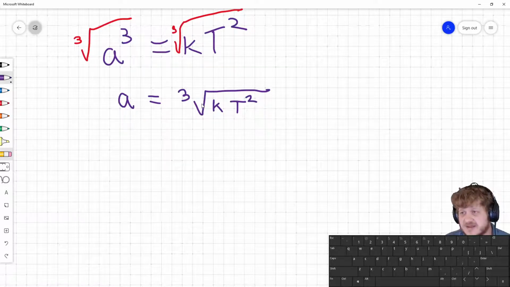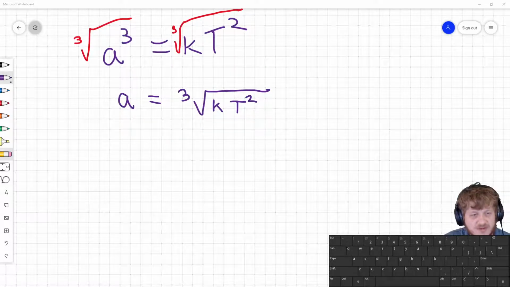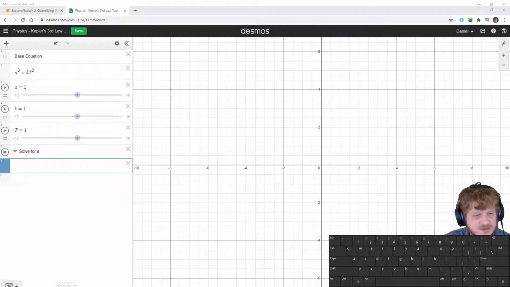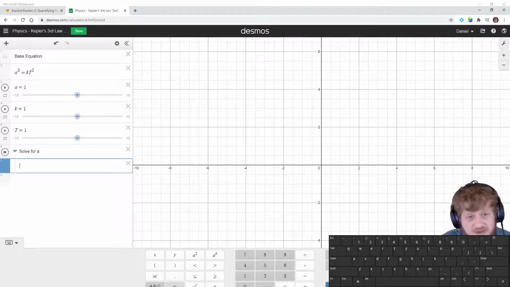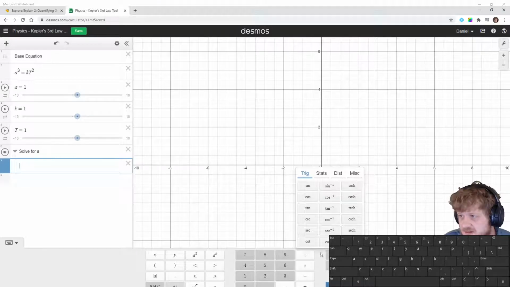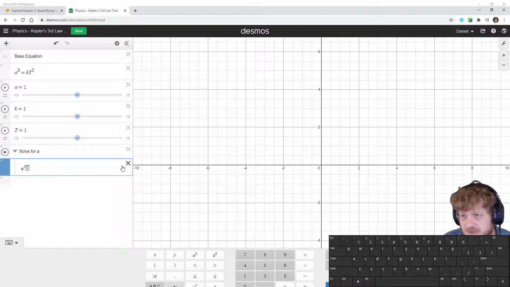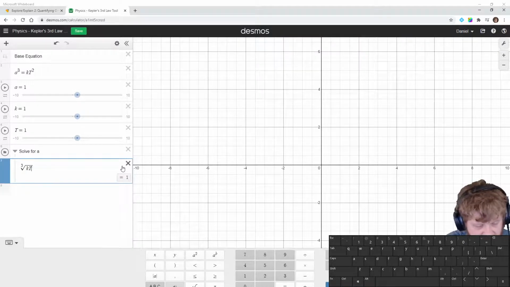Now, since we have this, we can go back to our Desmos that we're using, and we can go ahead and type that in. We don't actually necessarily need to type in A. What we need to do is click on the keyboard down here, and then go to functions over here, and then click on miscellaneous, and we want the n with the square root because that says nth root. So we'll write third root of kt and then squared.